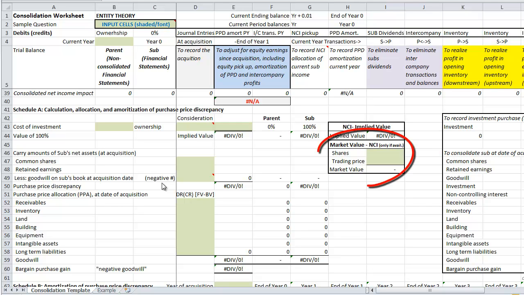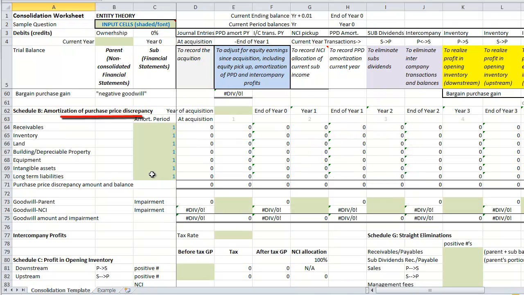However, where there is objective evidence of the value of the non-controlling interest, say if the company was publicly traded, this amount is the preferred means of valuing the non-controlling interest. The template is set to calculate both. If you leave the market value cells blank, it reverts to the implied value. Moving along, Schedule B tracks the reversal and amortization of the purchase price discrepancy amounts and goodwill.